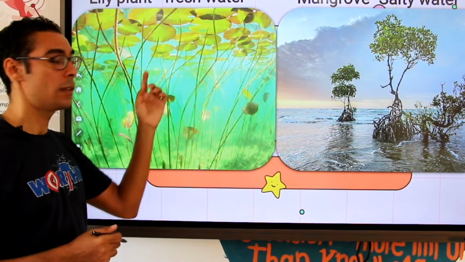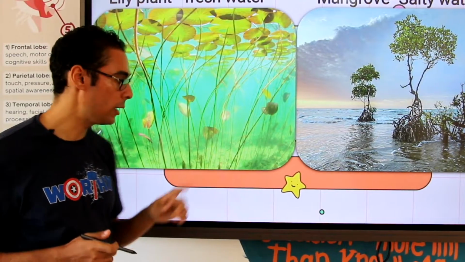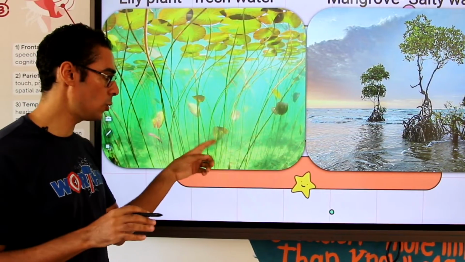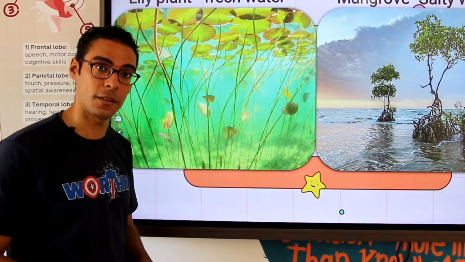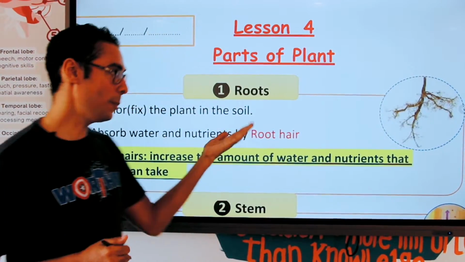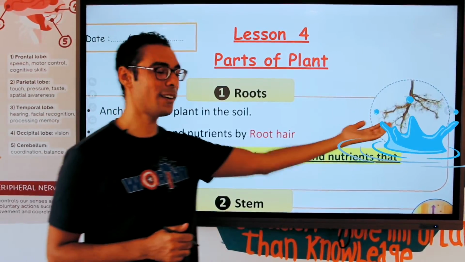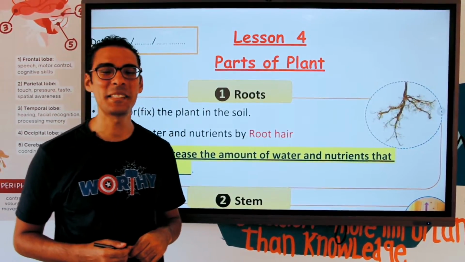And also the water lily. You might remember that they have weak roots, but look at them. Every plant uses the roots to fix itself into the soil. So mainly the roots have two main functions. Number one, it fixes the plant into the soil. Number two, it gets the water from the soil into the plant. Let's move to the next part.